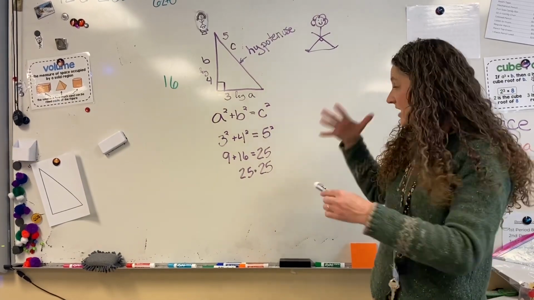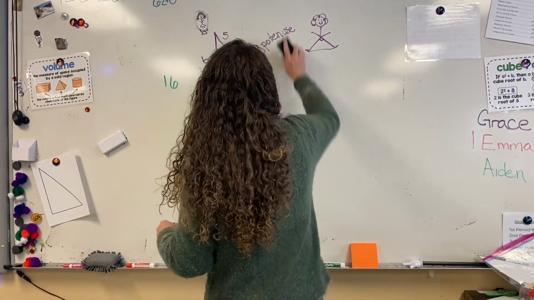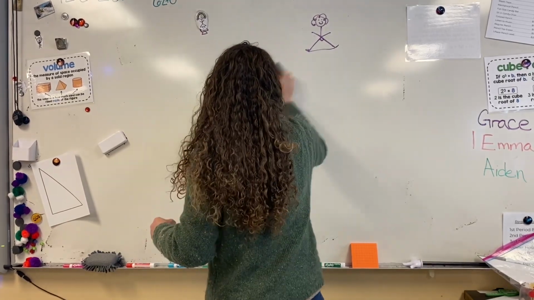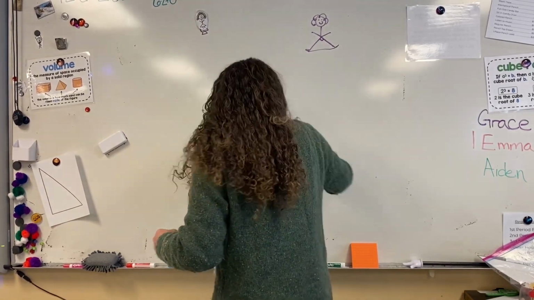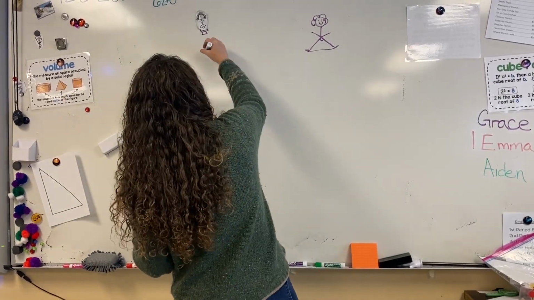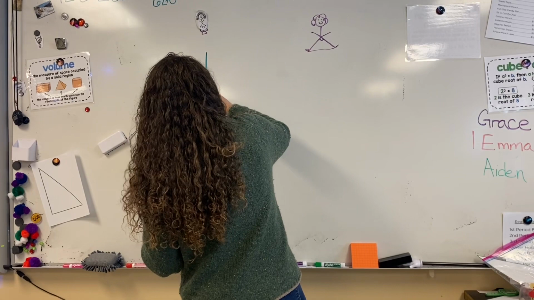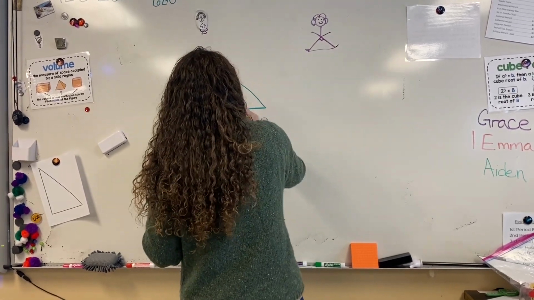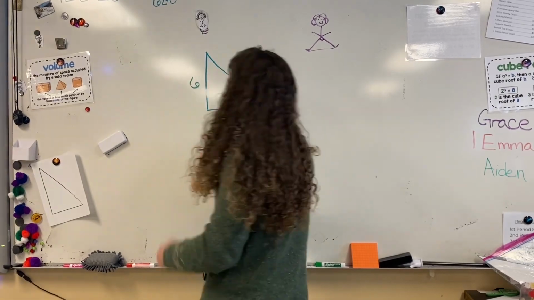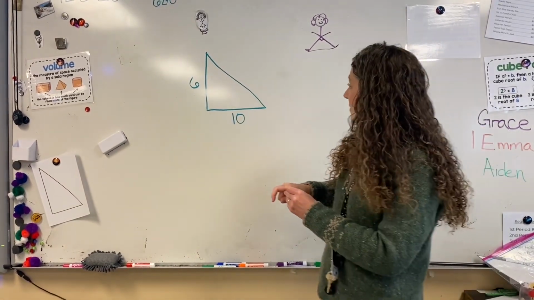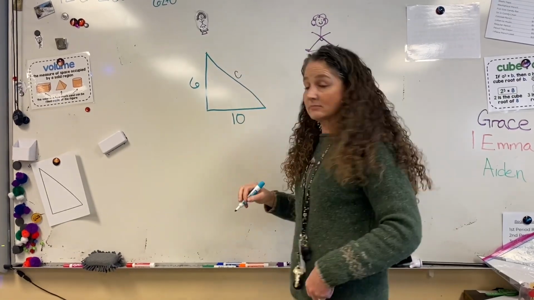So let's figure out the hypotenuse of a random triangle, okay? So I'm going to draw just a random triangle. I want you guys to give me numbers for my legs. 10. Give me another number. 6. We will go with 10 and 6, okay? So I want to find C.